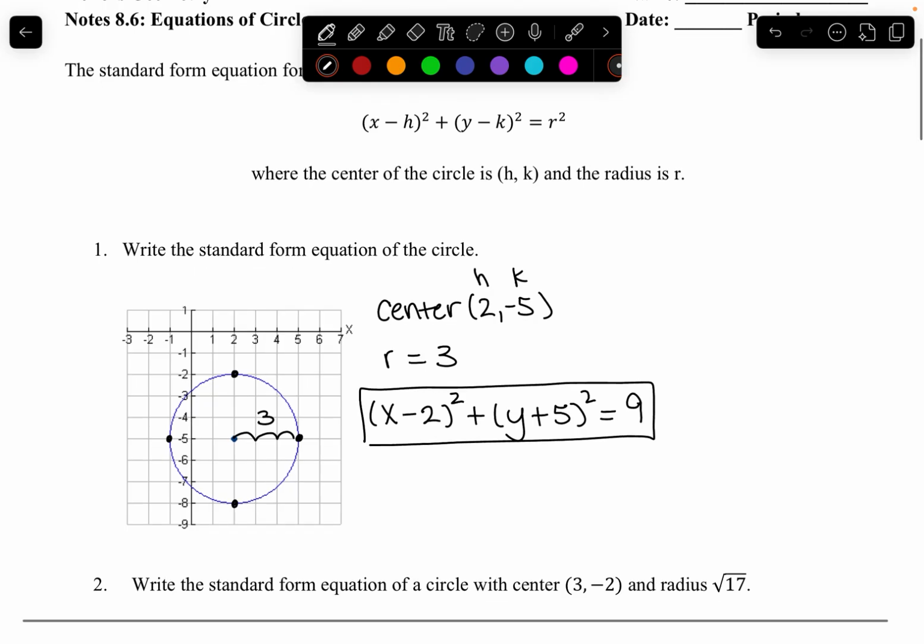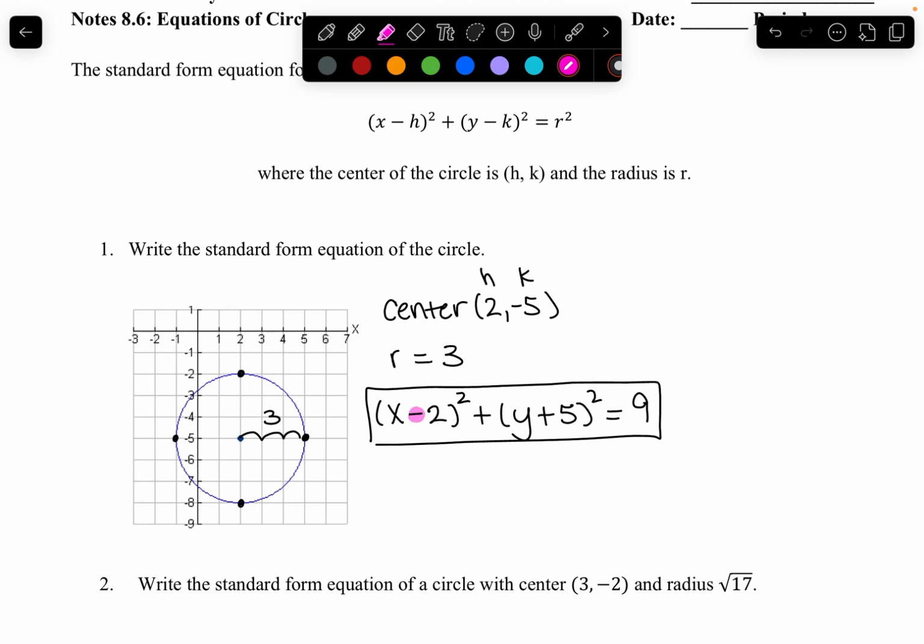If you look inside of your standard form equation, you will see that the signs that go along with the values for the center of your circle are going to be opposite of whatever they were when you put them in your coordinate. And that's just because of the formula. A negative will always stay a negative, but if the negative is in your formula and your value is negative, two negatives make a positive. So that's why that happens.